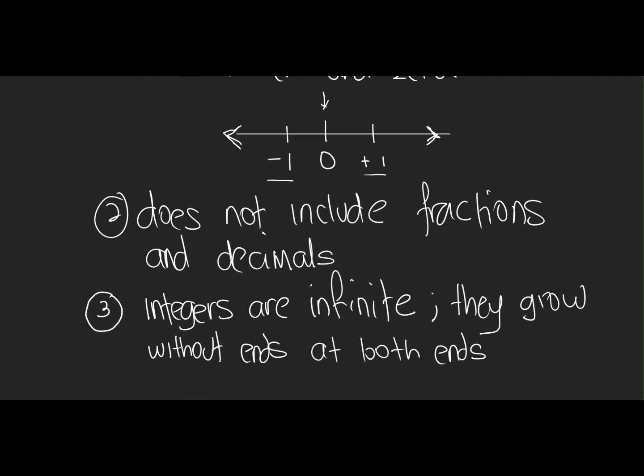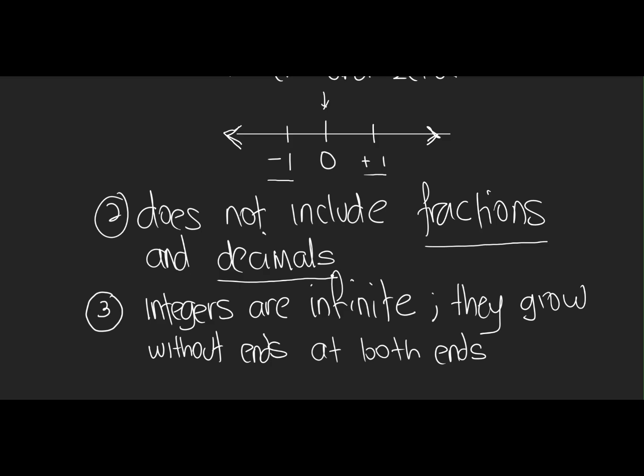Now, the second feature of integers is they do not include fractions and decimals. So please pay attention. Does not include fractions and decimals. So for an example, if you are given a bunch of numbers and you are supposed to determine which are those integers, you have to exclude all those fractions and decimals.